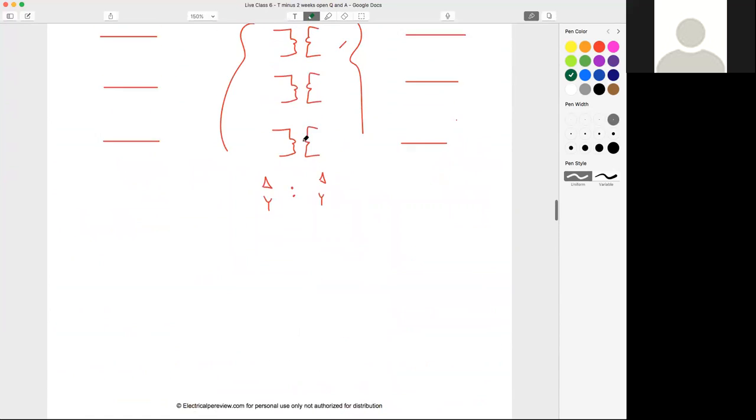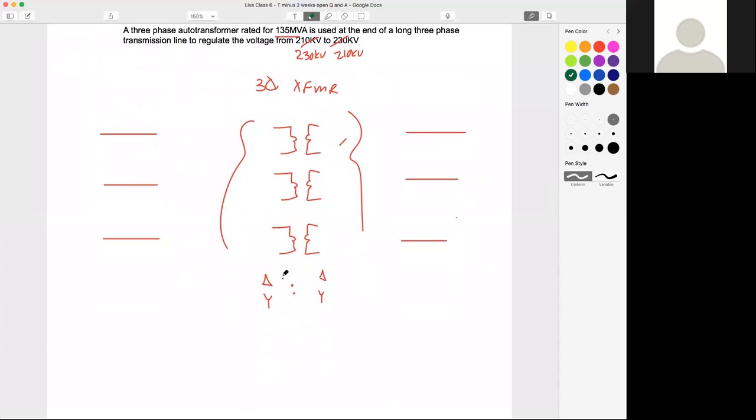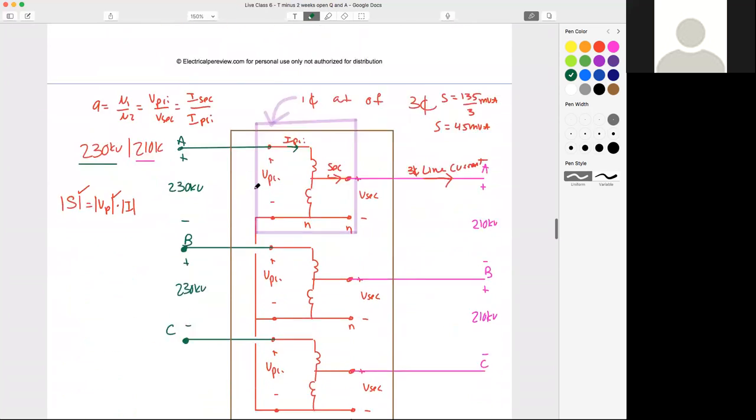I'm assuming you are all masters on auto transformers. And really quick, don't forget, you can do the same for your delta or Y connections for a three-phase transformer. All right, moving on.